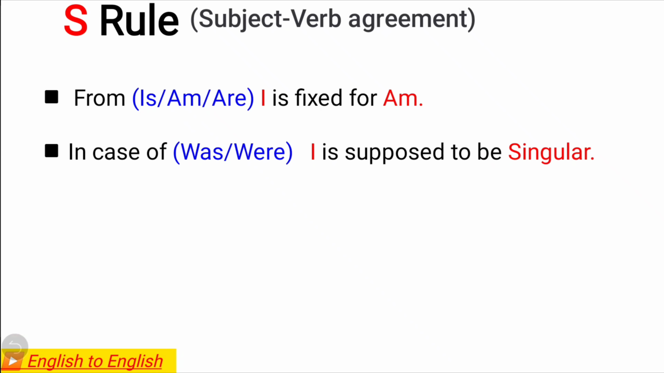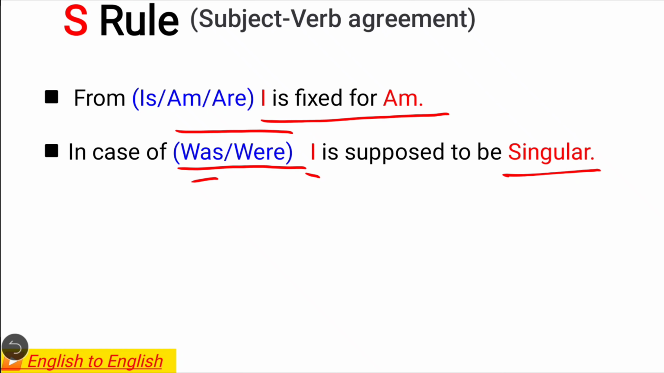And second, in case of was and were, if our subject is I and we have to find a helping verb from the category of past simple or past continuous, we will select was. Here, I is supposed to be singular. And in present simple and present continuous, I is totally different from others. It has its own helping verb that is am. So we don't have to be confused. There are only three rules.